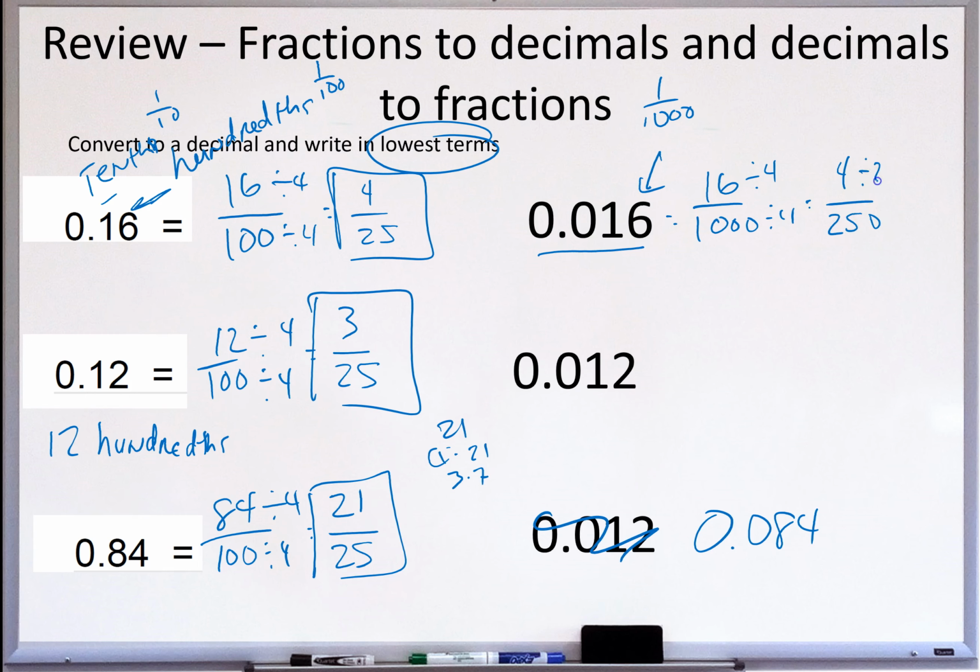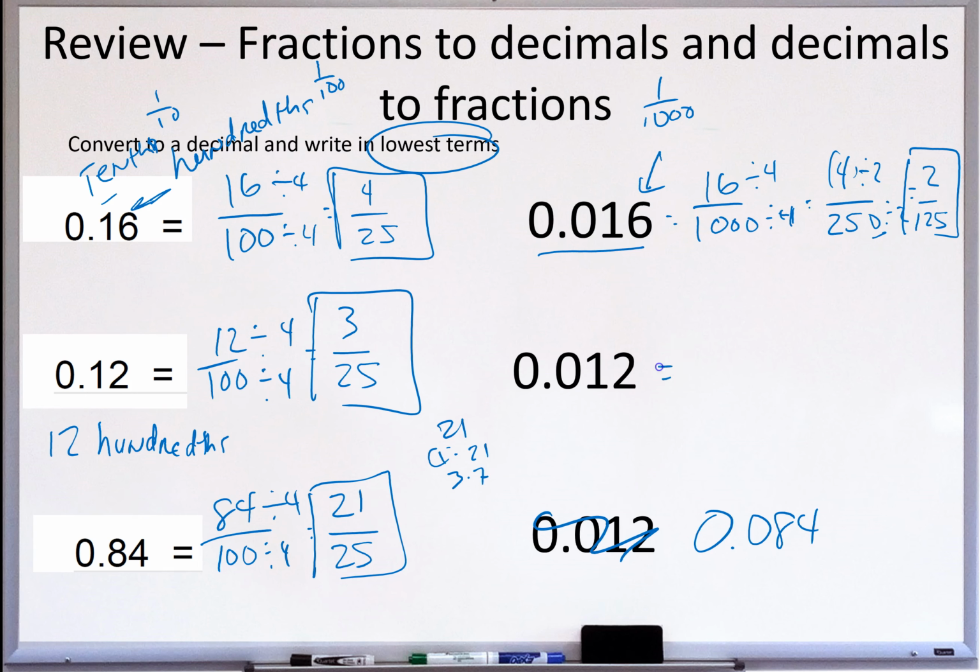I can divide that by 2, divide that by 2, because it ends in a 4 and a 0. So now I have 2/125. So this one, I only had to divide one time by 4. But this one, because it was out of 1,000, I had to divide again by 2. All right.